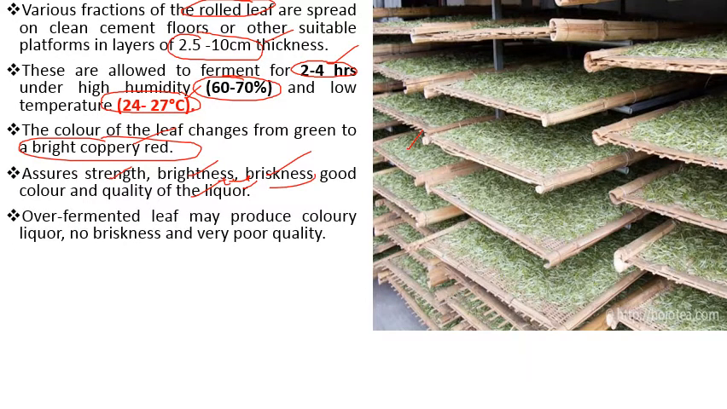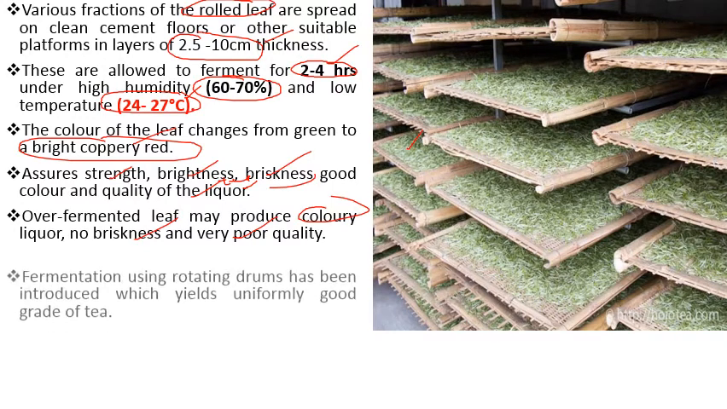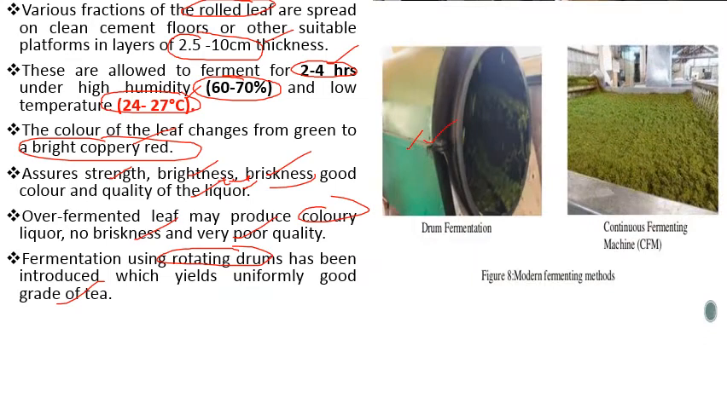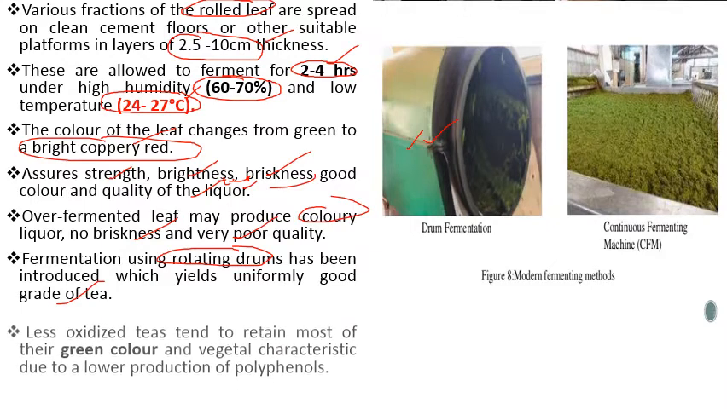Over fermented leaves may produce coloury liquor, no briskness, and very poor quality. So over fermented leaf is not good. It will increase its color and provide less briskness and very poor quality. Fermentation using rotating drums has been introduced, which yields a uniformly good grade of tea. So nowadays we are using these rotating drums. जो ये rotating drums हैं ये uniformly ferment करते हैं leaves को और जिससे हम अच्छी yield obtain करते हैं after this fermentation process, and this process is also uniform.